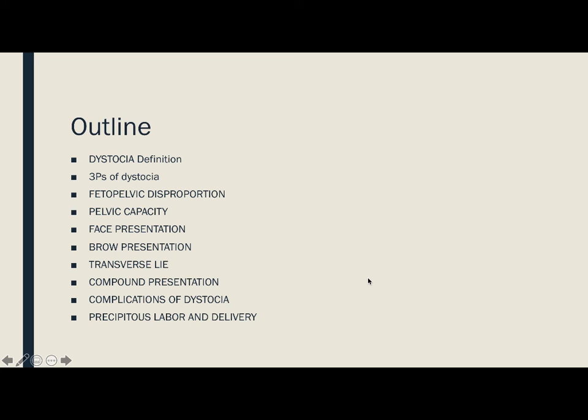Okay, so that's the end of my lecture on abnormal labor. In summary, we've talked about the definition of dystocia, the three P's of dystocia, which are power, passenger, and passages. We talked about the etiology of dystocia, which is comprised of fetal-pelvic disproportion, pelvic capacity, face presentation, brow presentation, transverse lie, and compound presentation. We also talked about complications of dystocia, and lastly, precipitous labor and delivery.